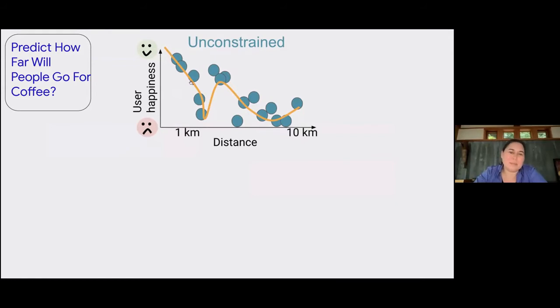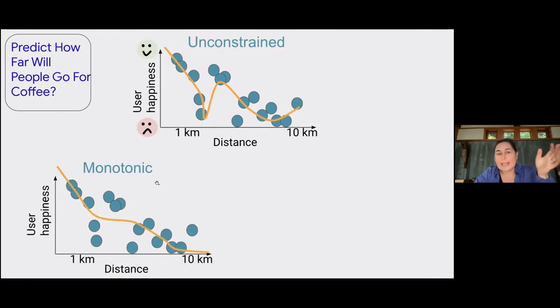We don't really believe that people are less happy at 1 kilometer and suddenly happier to walk 3 kilometers. This is just the fact that we fit too flexible a model and didn't have enough data. So we can, again, constrain things to be monotonic by adding those shape constraints on the model, and our fit probably will work just as similarly, or not quite as well on training data, but just as well on test data. And that's already looking a little bit better.